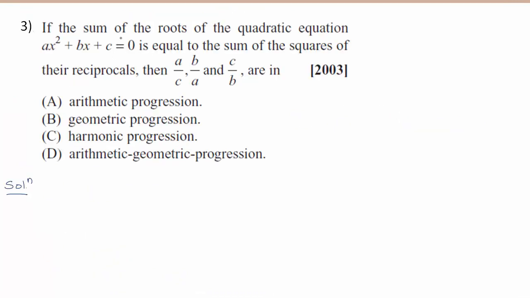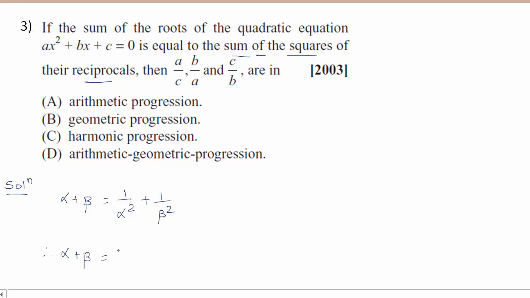Question 3 says, if the sum of the roots of the quadratic equation ax square plus bx plus c equal to 0 is equal to the sum of the squares of their reciprocals. Okay, so as per the given conditions, the sum of roots alpha plus beta is equal to the sum of squares of reciprocals. So squares of reciprocals: 1 upon alpha square plus 1 upon beta square. So this is the given condition. This becomes alpha plus beta is equal to alpha square plus beta square upon alpha square beta square.